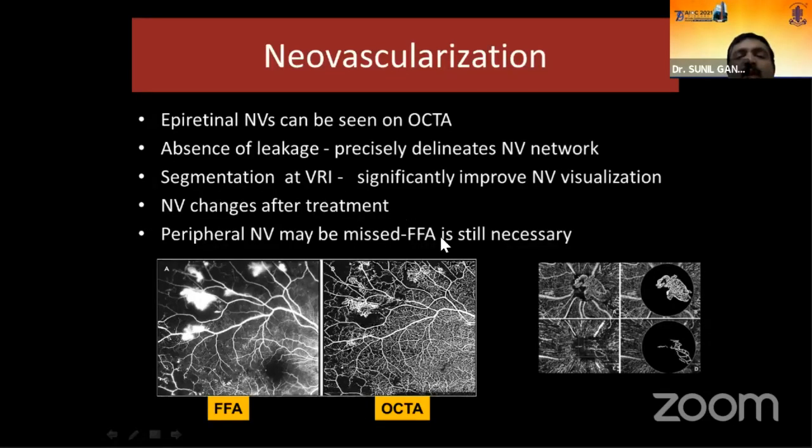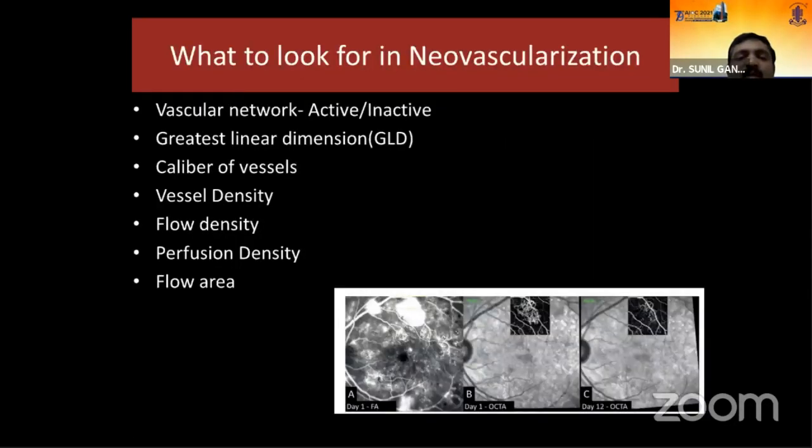The segmentation at the vitreoretinal interface, if you can do it properly, can significantly improve the visualization of neovascularization. Neovascular changes before and after treatment can be planned with OCTA. Sometimes extreme peripheral neovascularization can be missed on OCTA, so FFA may still be needed in some cases.